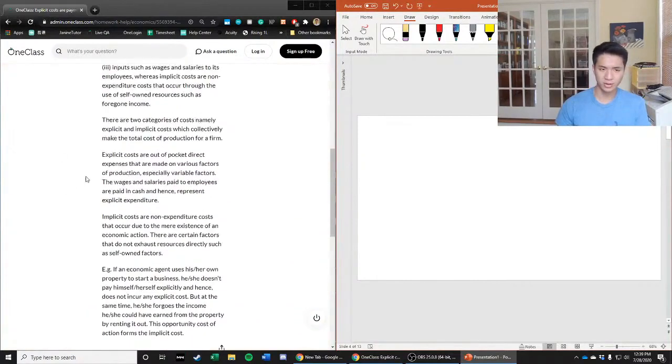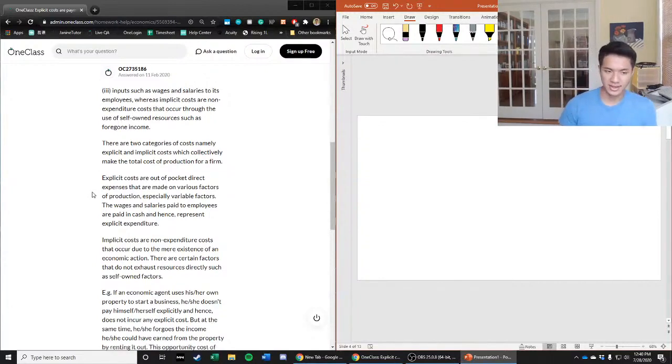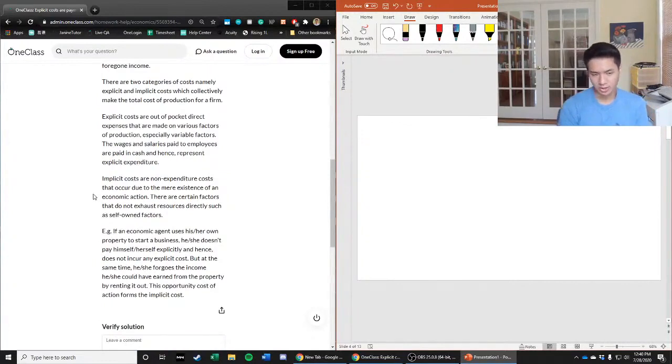And the previous tutor also said 3. And they said that there are 2 categories of costs, namely explicit and implicit costs, which collectively make the total cost of production for a firm. Explicit costs are out-of-pocket direct expenses that are made on various factors of production, especially variable factors. And the wages and salaries paid to employees are paid in cash and hence represent explicit expenditure. Implicit costs are non-expenditure costs that occur due to the mere existence of an economic action, or I would say choice. There are certain factors that do not exhaust resources directly, such as self-owned factors.